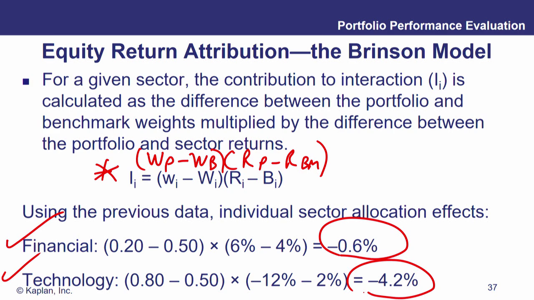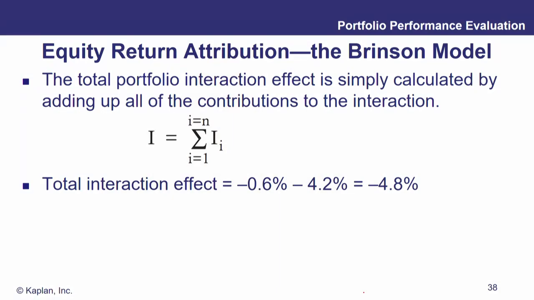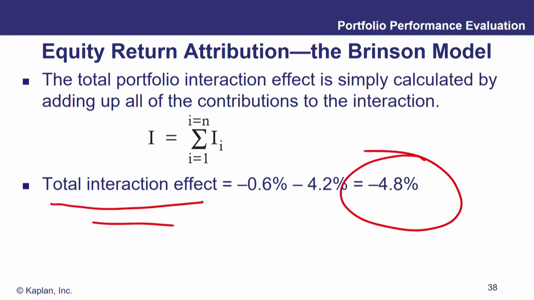in basically this interaction effect at negative 4.2, just like we've done on all three effects. We're going to sum them up to get the total interaction effect, and we come up with negative 4.8%.